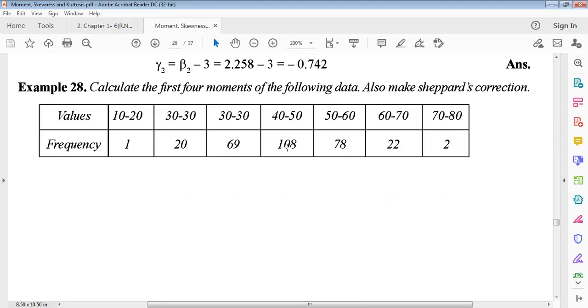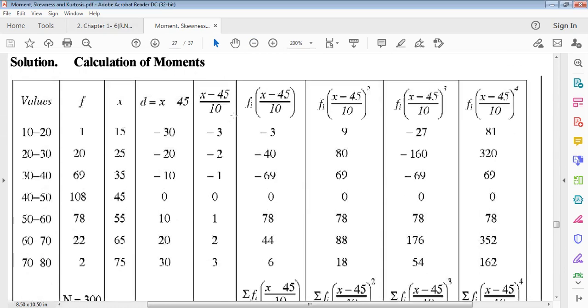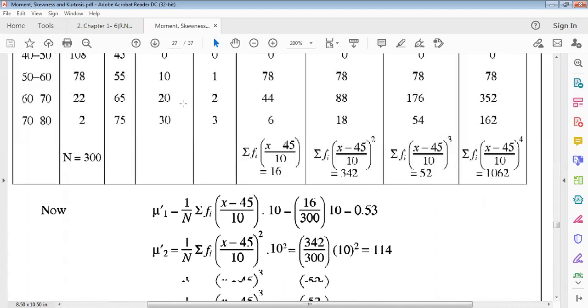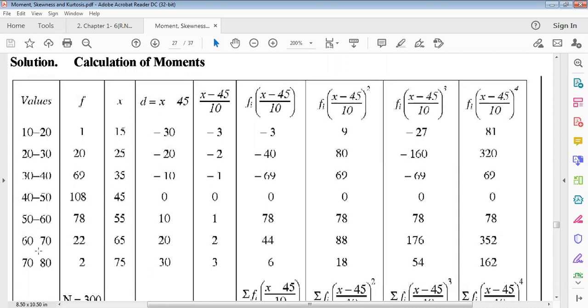So using the same grouped or continuous data, we can find the first 4 moments. First of all, the class interval, then the frequency, then the mid values, then the deviation xi minus 45. Actually, this 45 is the assumed mean. How to calculate the assumed mean? Lowest value 10, highest value what? 80. So adding, we get 90. 90 divided by 2 is 45. 45 exists in this class. Then the mid value of this class will be the assumed mean.